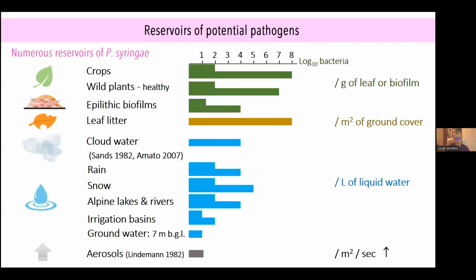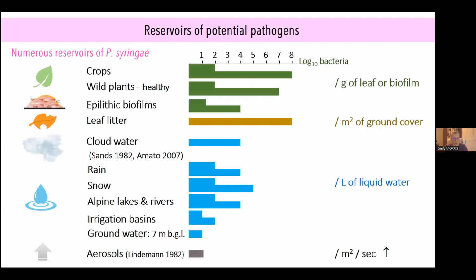So let's look at the reservoirs of potential pathogens. This might be the story that many of you already know about, because I've made a lot of noise about this one. So this was one of the first questions we asked about Pseudomonas syringae. I couldn't believe that Pseudomonas syringae was only associated with crops. And when we started looking, we just found it everywhere. So this is a summary.